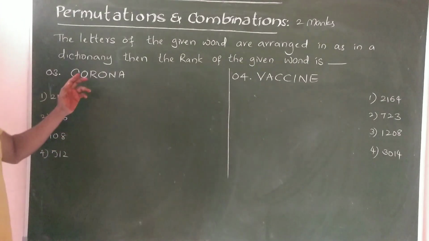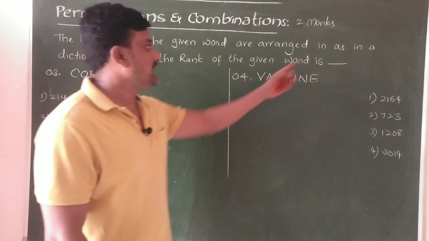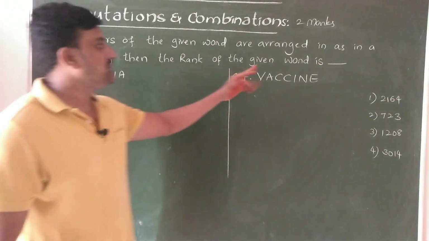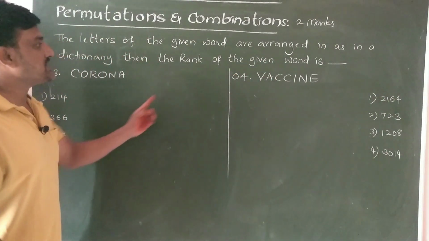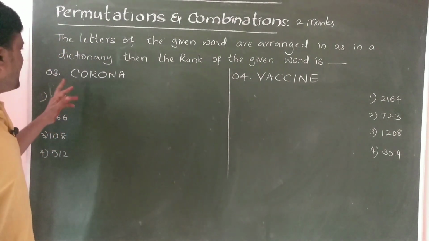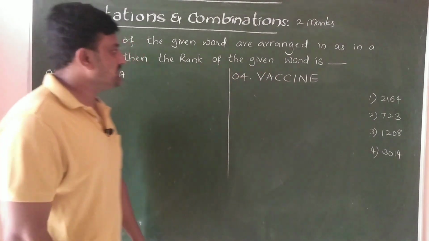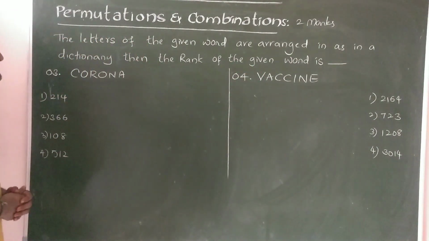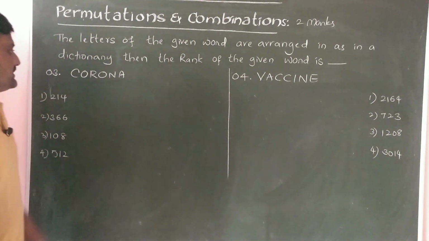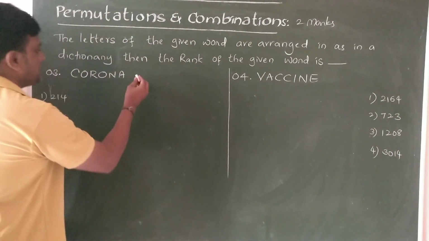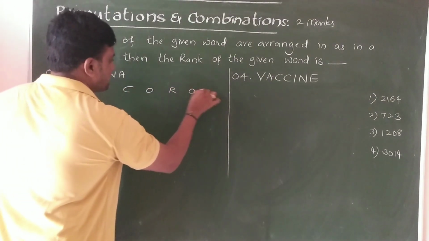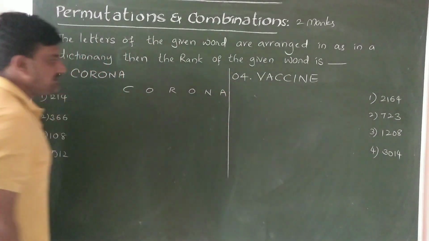The problem is, the letters of the given word are arranged as in a dictionary order. Then the rank of the given word is. Now 2 words are given here. We have to find the ranks of CORONA and VACCINE. First of all, CORONA. Now observe here, I can apply some strategy in a shortcut way.